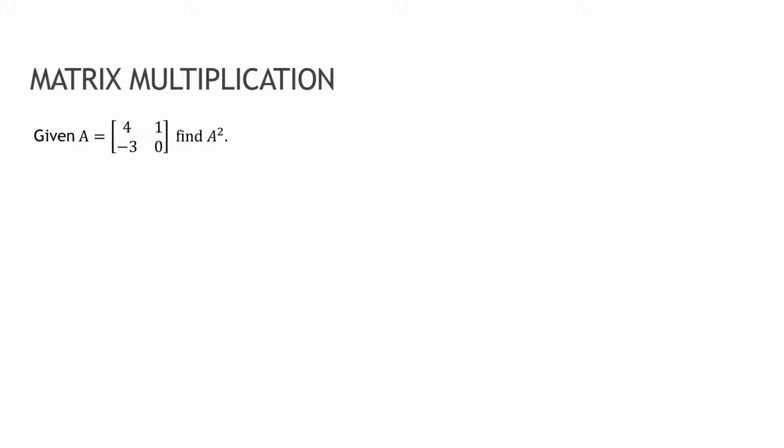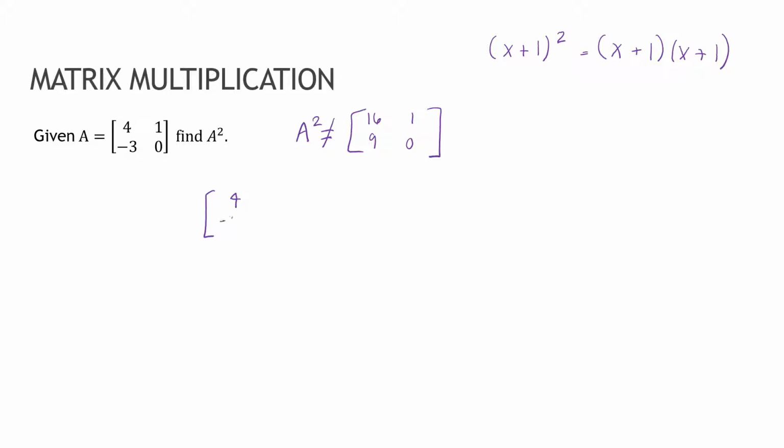Let's look at another. This one says find A squared. And so what I find a lot of students do is they'll say A squared, and then they'll just try to square 4 to get 16, and 1 to get 1, and negative 3 to get 9, and 0 to get 0. And that is absolutely not true. Remember, just like if I told you x plus 1 quantity squared, you would have to FOIL it out, which we've done so much in this class. It's the same idea here. I have to take 4, negative 3, 1, 0 times that again.